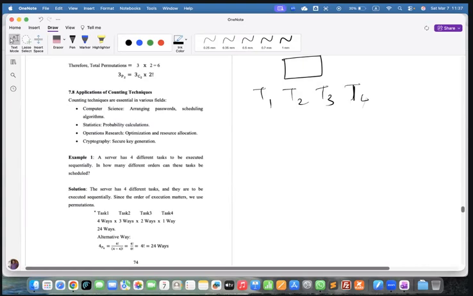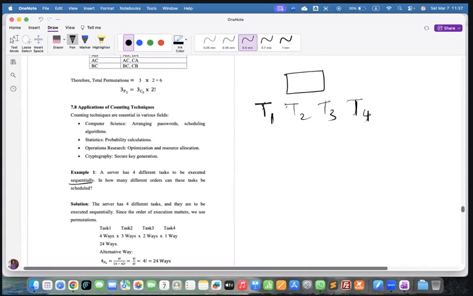Concurrently means at a time we give all 4 tasks to the server. This question is, we need to give the tasks one by one. After completion of one task, we give the second task. After completion of the second task, we give the third task. After completion of the third task, we give the fourth one. This is the meaning of sequentially. In how many different orders can these tasks be scheduled? There are 4 tasks, task 1, task 2, task 3, task 4. How many different ways can you schedule these tasks?